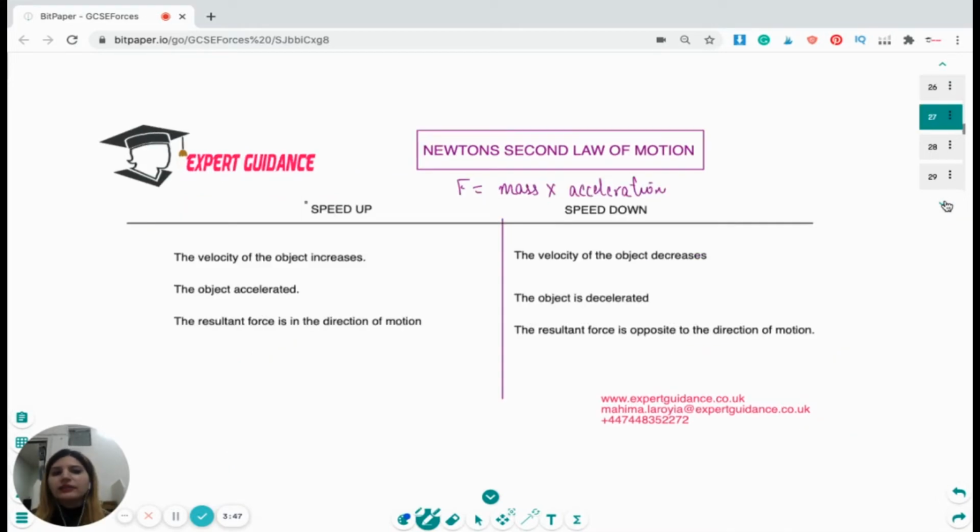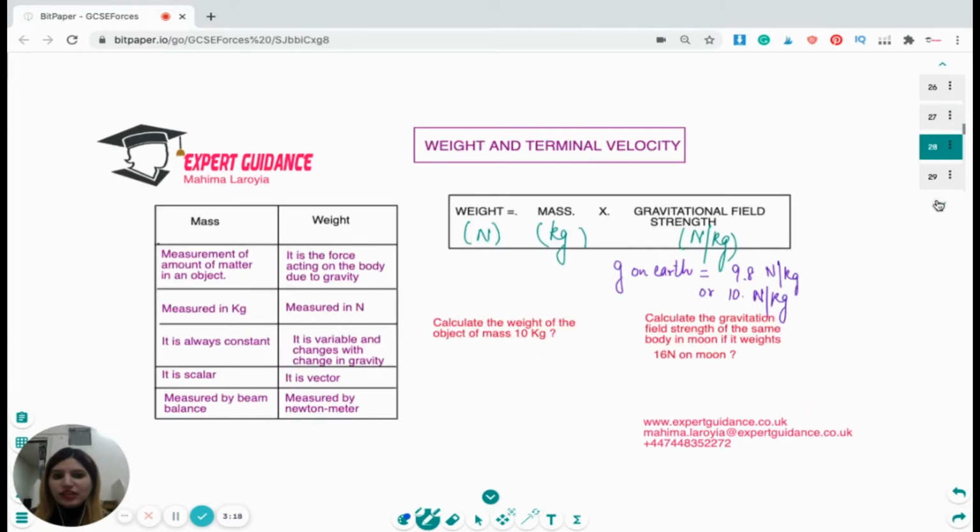All right. Now let us see how we can interpret Newton's second law of motion: force is mass times acceleration. If something is speeding up, it means that the velocity of the object is increasing, the object is accelerated. It means that the resultant force is in the direction of the motion. But if something is slowing down, it means that the velocity is decreasing, the object is decelerated, and the resultant force is in the opposite direction to the direction of motion.